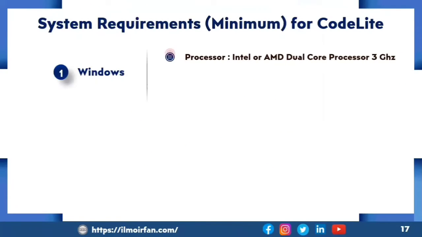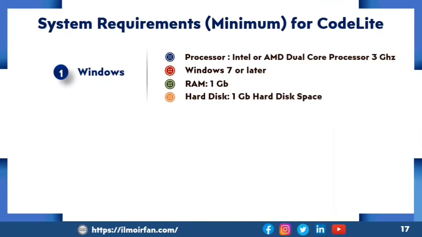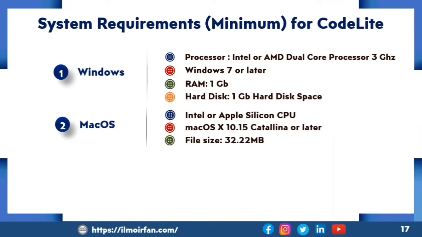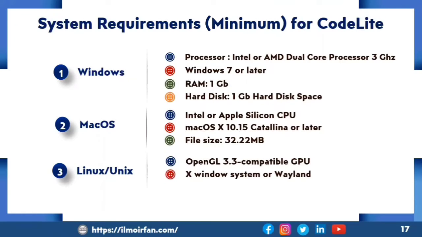System requirements for CodeLite are as follows. For Windows, Intel or AMD dual core processor of 3 GHz, Windows 7 or later, RAM of 1 GB, 1 GB hard disk space are required. And for Mac operating system, Intel or Apple Silicon CPU, Mac operating system X 10.15 Catalina or later, file size 32.22 MB are required. For Linux or Unix, OpenGL 3.3 compatible CPU and X Windows system or Wayland are required.